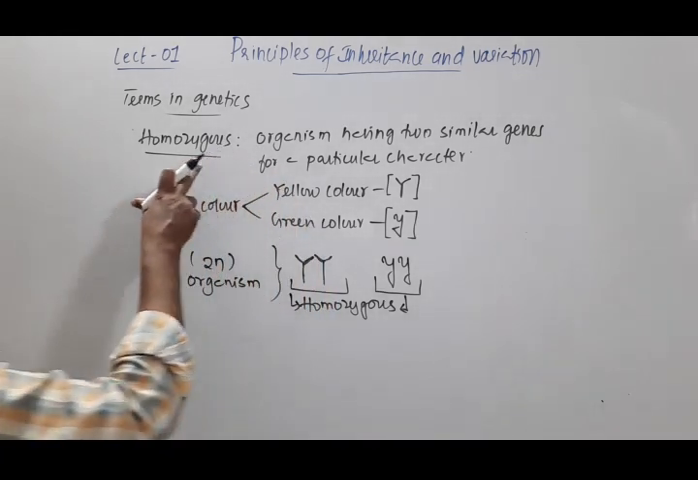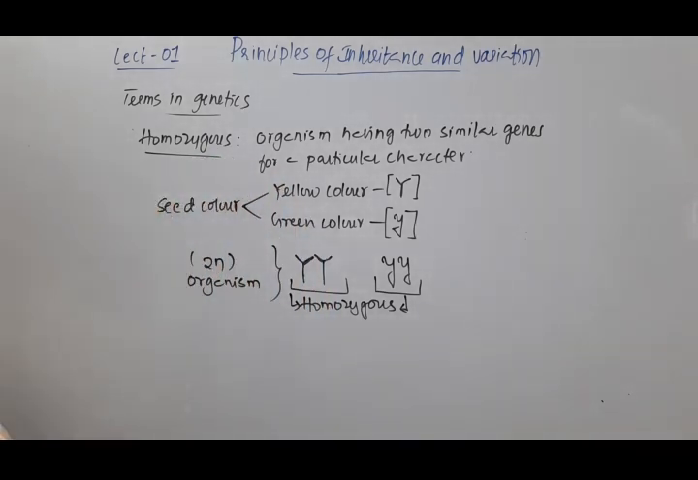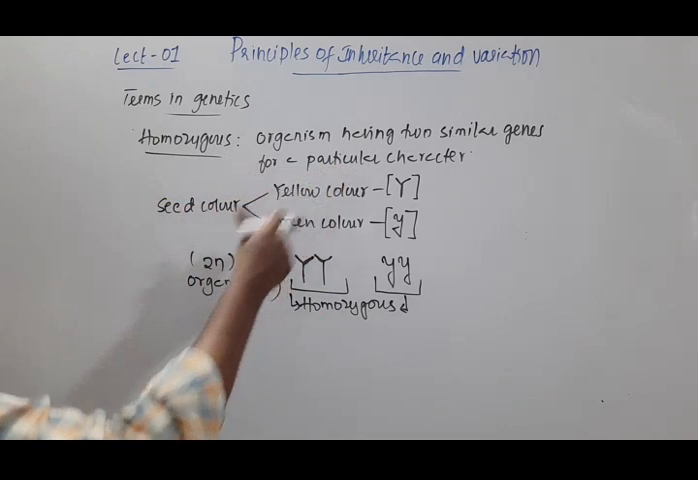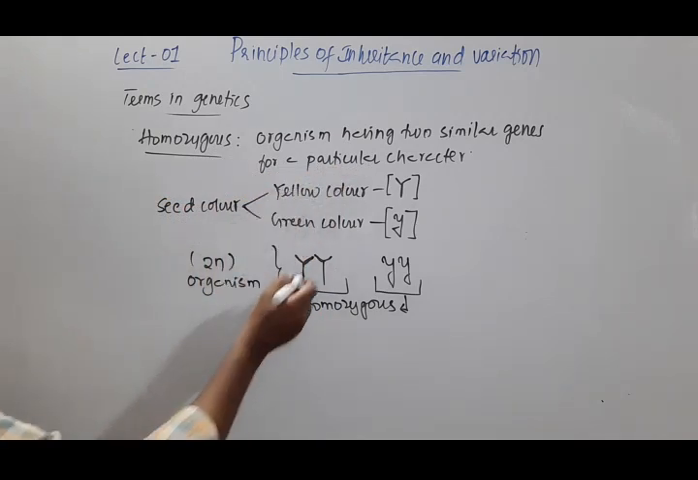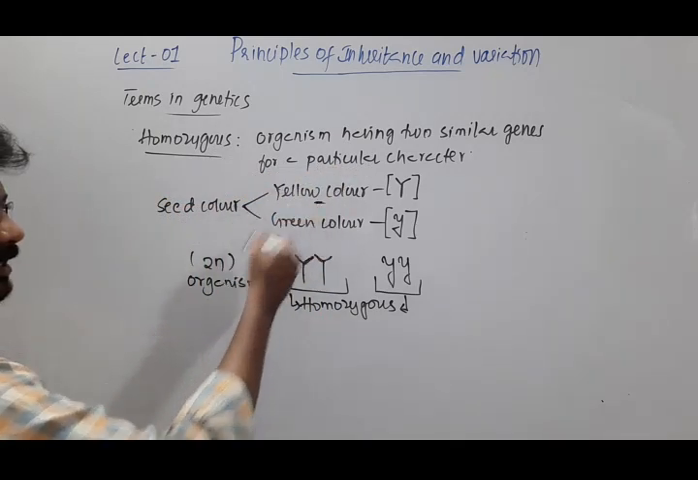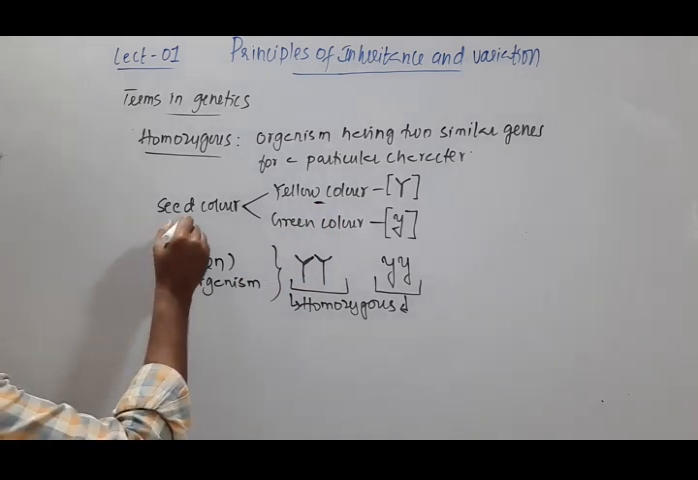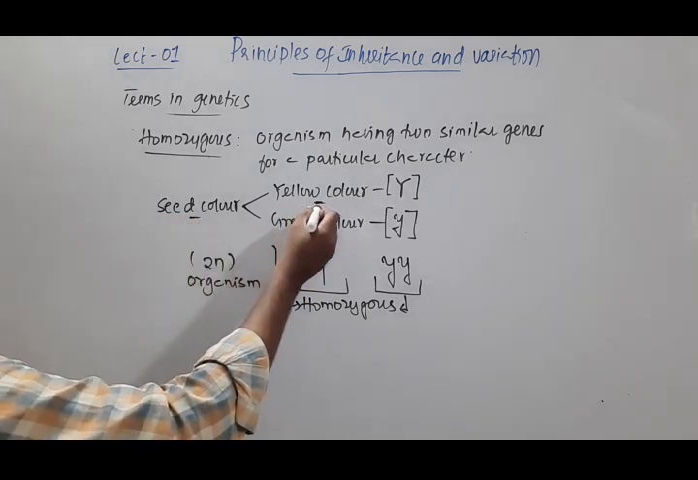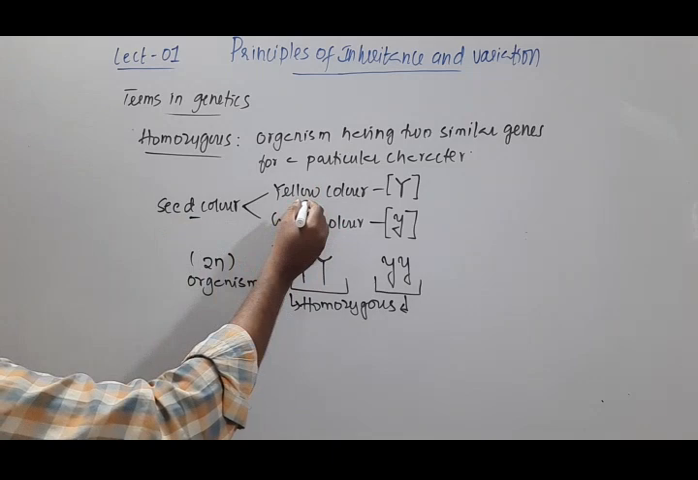Okay, so first we'll understand this. Homozygous means an organism having two similar genes for a particular character. So for this character, I mean the seed color, it has two similar genes, that is yellow color.